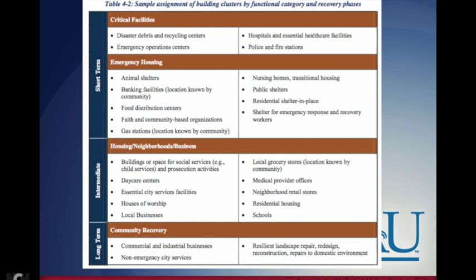Also, banking facilities, food distribution centers, faith and community-based organizations, gas stations, a lot of gas stations ran out of gas, nursing homes, public shelters, residential shelter in place, shelter for emergency response and recovery workers. And then in the intermediate phase, we have housing, neighborhoods, and businesses, looking at all these different categories under that category. And then in the long-term community recovery, we have commercial and industrial businesses that need to come back, non-emergency city services, resilient landscape repair, redesign, reconstruction, repairs to domestic environment.